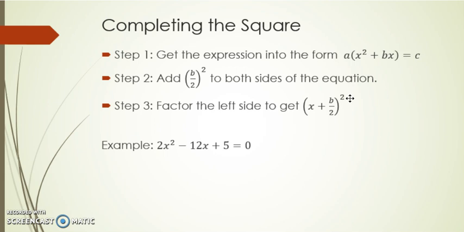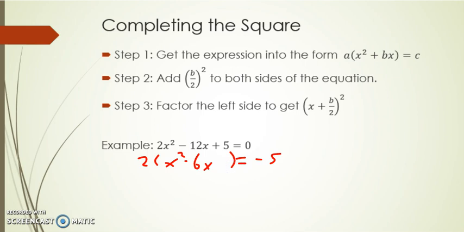So let me show you a quick example to kind of remind you of this process if you haven't done it in a while. The first thing I'm going to do is I'm going to move the 5 to the opposite side. And I can't have that number in front of the x squared, so I'm going to factor out a 2 so that I'm left with x squared minus 6x. So I factored out 2 from the left-hand side, and I moved the 5 to the opposite side.